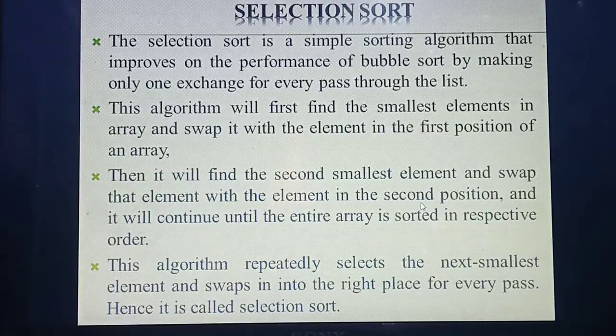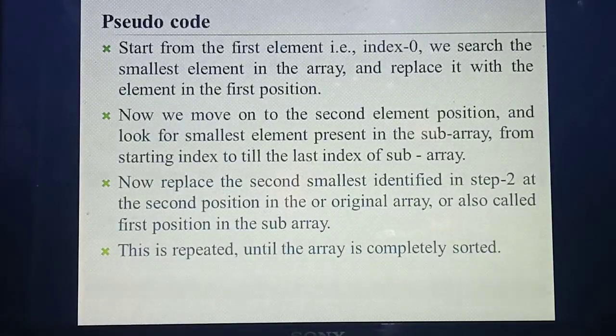So this algorithm repeatedly works until the next smallest element is placed. In each pass it keeps the next smallest element in its place. So we call it selection sort. Understood? Next you need to write the pseudocode, same as before. Here also the sorting starts from index position 0, and you search for the smallest element in the array.